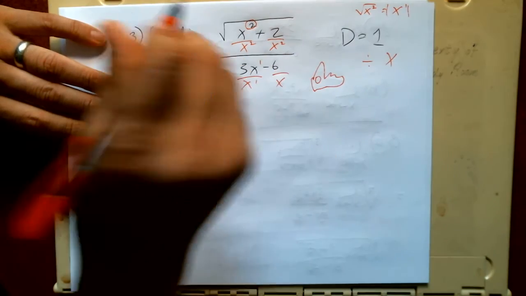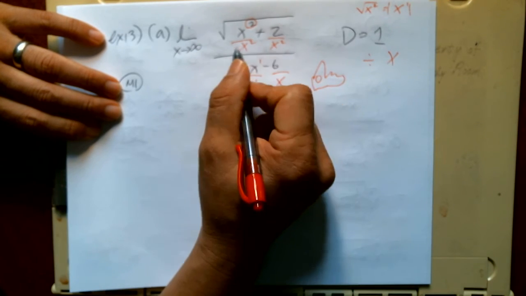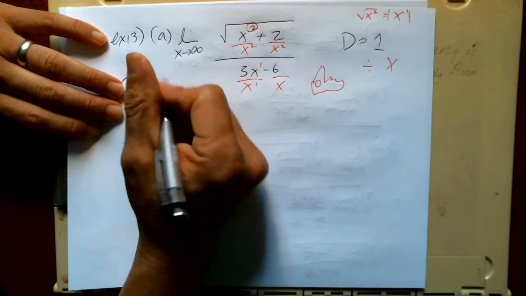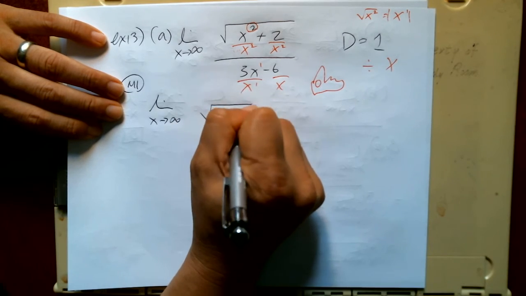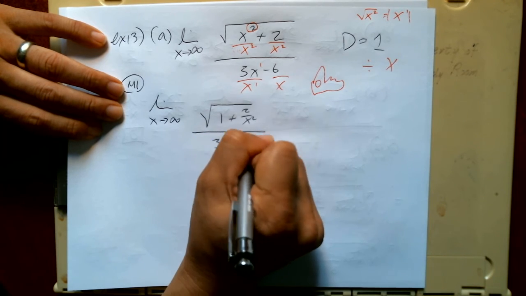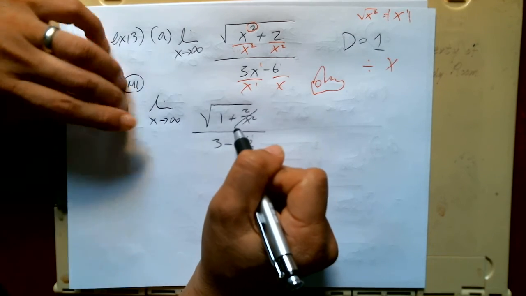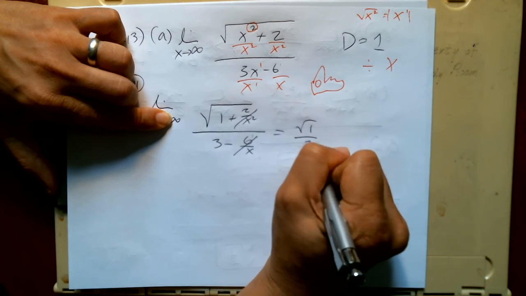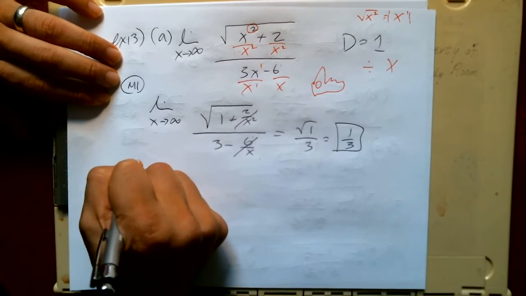What does a key do? A key opens the door to knowledge, right? If you didn't know this, then you're going to be in trouble, okay? So, limit as x approaches infinity, square root of 1 plus 2 over x squared, all divided by 3 minus 6 over x. Simplify this, 6 over x. This cancels to 0 as x becomes infinity. That cancels. You end up with square root of 1 over 3, which is 1/3. Approximately. What's method number 2?